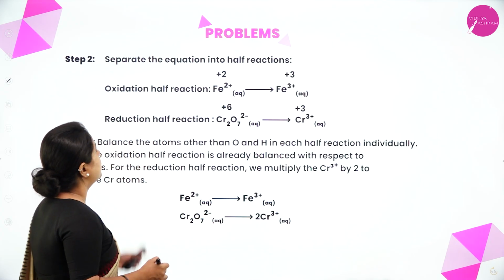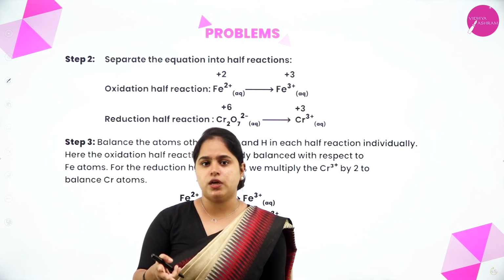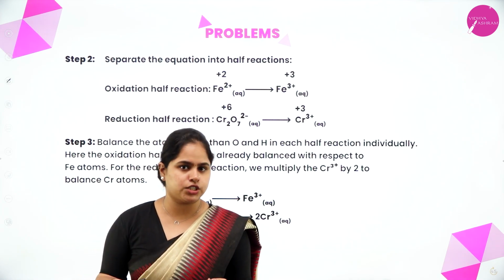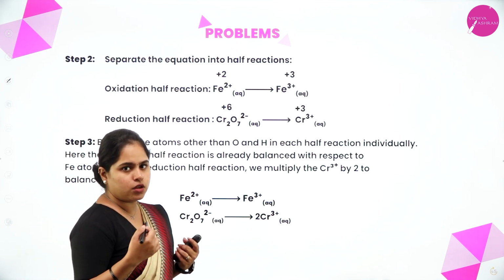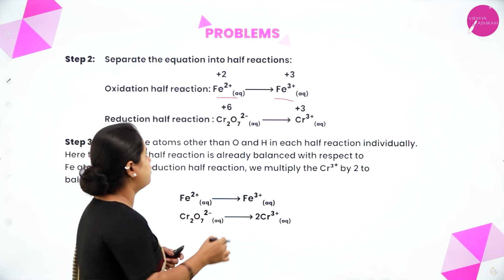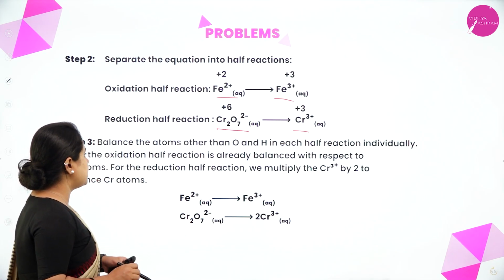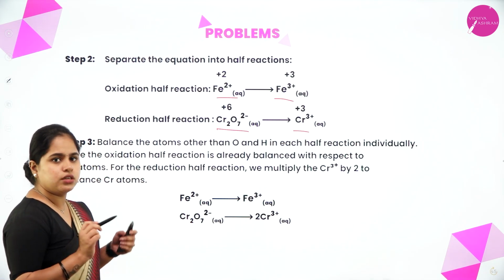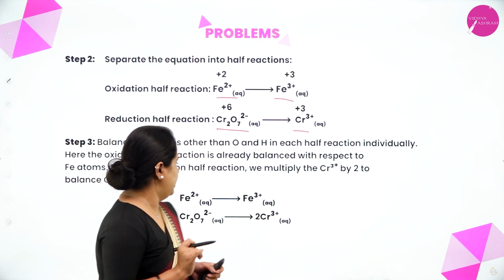Now the next step, separate the equation into two half reactions. So now we are going to split the reaction into two half reactions. One is the oxidation half reaction, the other one is the reduction half reaction. So Fe2 plus getting oxidized to Fe3 plus, that is the oxidation half reaction, right? That is what is shown here. And the reduction half reaction, Cr2O7 2 minus to Cr3 plus, right? Now the next step is to balance the atoms other than oxygen and hydrogen in each half reaction individually. So other than oxygen and hydrogen atoms, we are going to balance, okay?